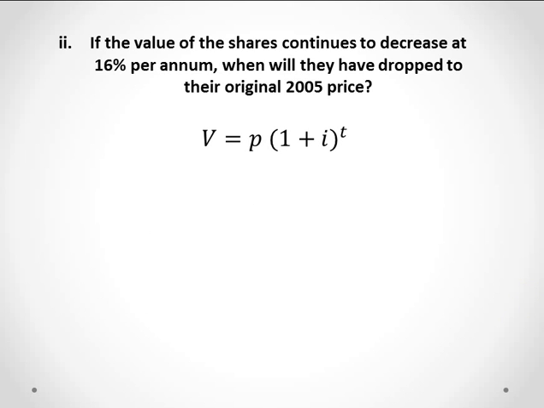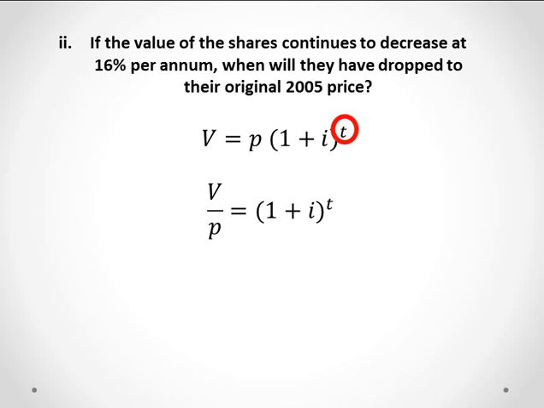Okay, so I've written the equation out again here. V equals P upon 1 plus I to the power of T, and this T is what we're trying to determine. So what we're going to do is just reorganize our equation here so we can get T on the right hand side on its own. So our first step is to divide by P. So we get V over P is equal to 1 plus I to the power of T.